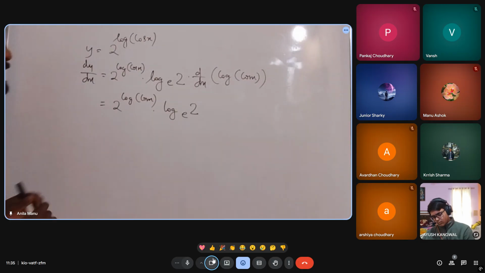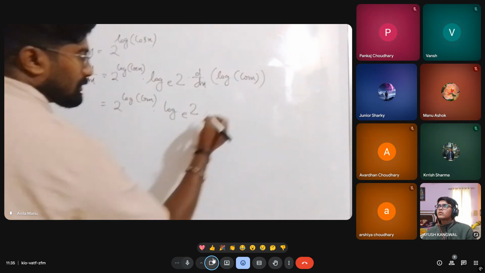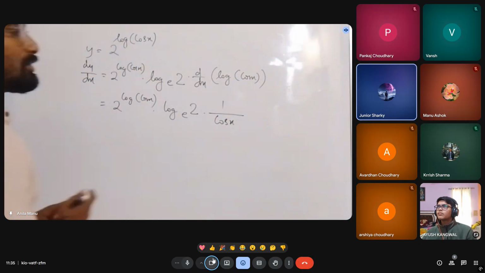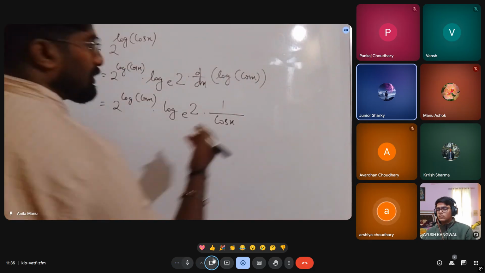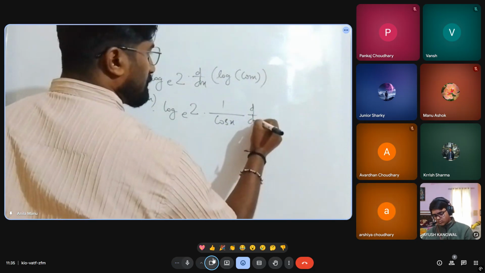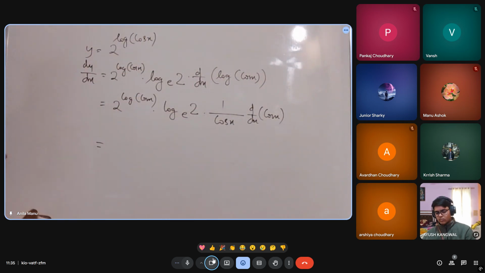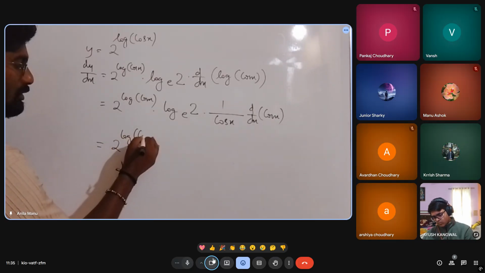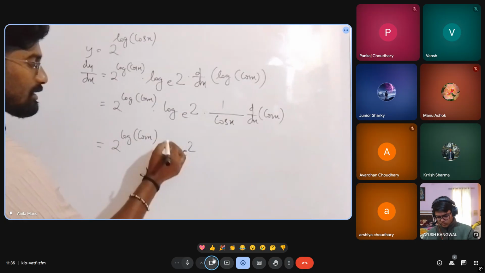Okay. Now the derivative of log x. What is the derivative of log x? 1 by x. So 1 by cos x. Now you want to differentiate cos x, right? What is the derivative of cos x? Minus sin x. Minus sin x is the derivative of cos x. Okay. So we get 2 raised to log cos x, log 2 to the base e.